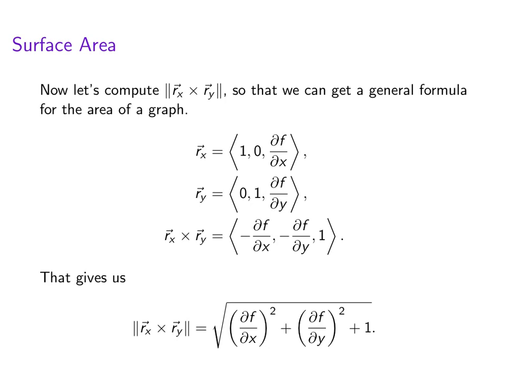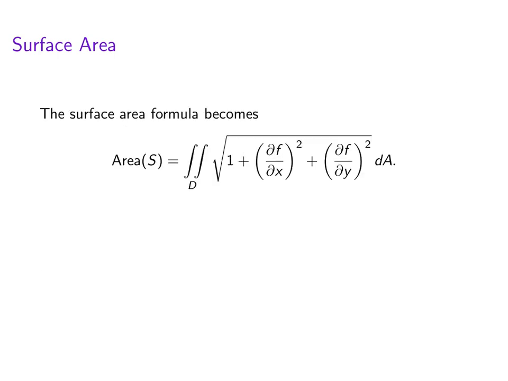And then if we compute the length of this vector, we'll get the square root of (df/dx) squared plus (df/dy) squared plus 1. Notice that the minus signs disappear because we're squaring something. Okay, so here's a general formula for the surface area of a surface that's given to us as a graph, as z equals f of x, y.